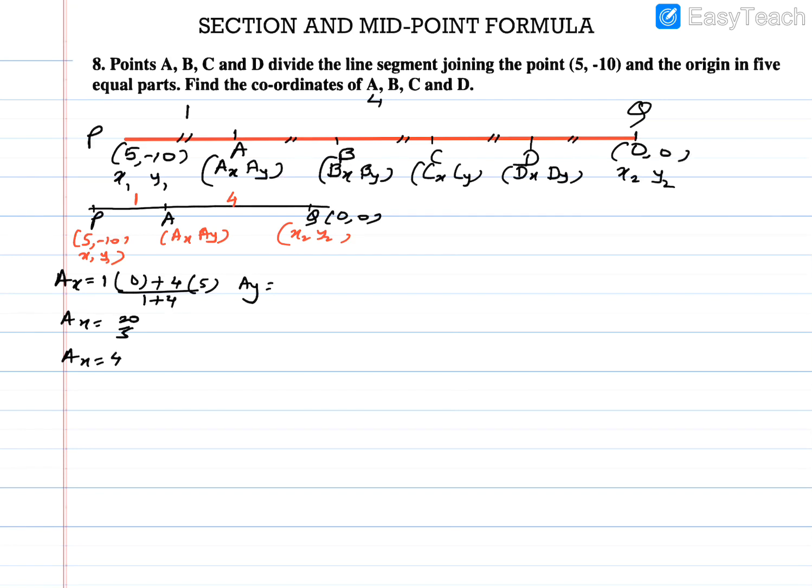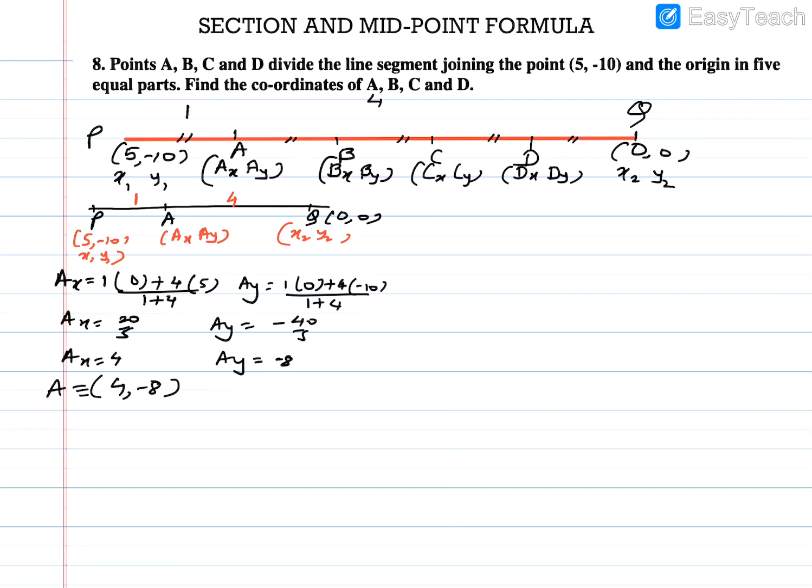For y, write down the formula again, m y2 plus n y1. What is m here? 1. y2 is 0. n is 4. y1 is minus 10, upon m plus n, that is 1 plus 4. On solving, you will get minus 40 upon 5, which is nothing but AY is minus 8. So I have got the coordinate for A. A coordinate is (4, -8).